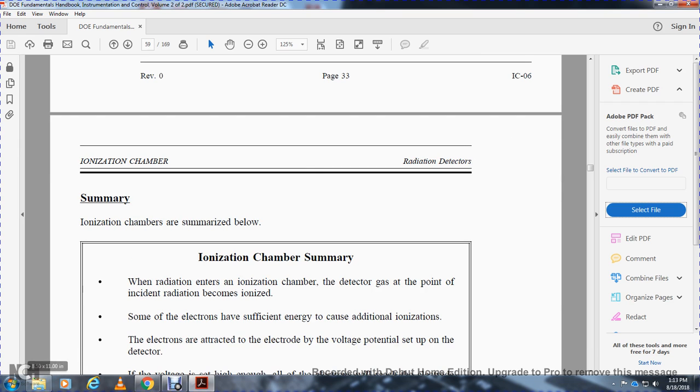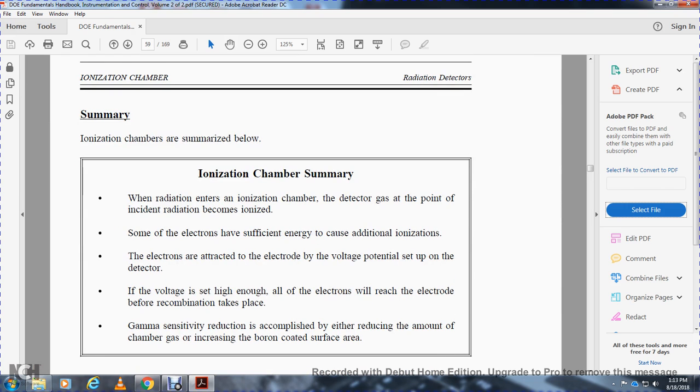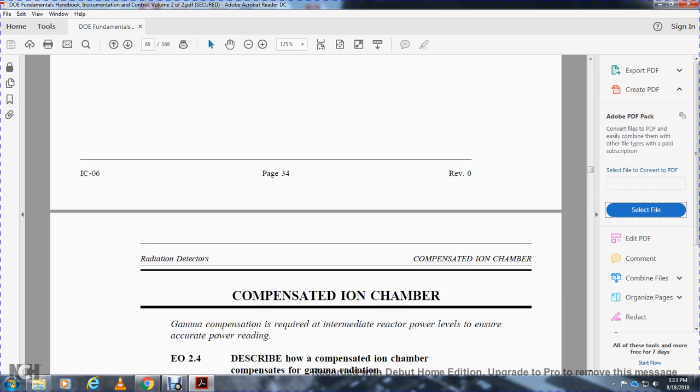Ionization chamber summary. When radiation enters the ionization chamber, the detector gas is ionized by the incident radiation. Some of the electrons have sufficient energy to cause additional ionization. The electrons are collected at the electrode by a voltage potential set up on the detector, which is high enough for all the electrons to reach the electrode before recombination takes place. Gamma sensitivity reduction is accomplished by reducing the amount of the chamber gap and increasing the boron-coated surface area.